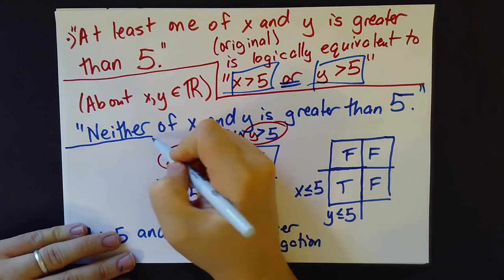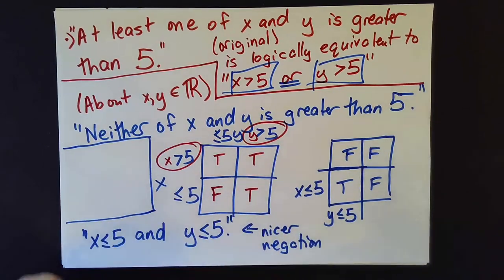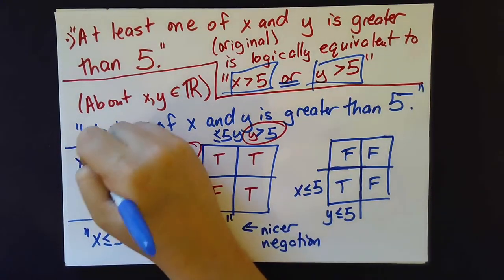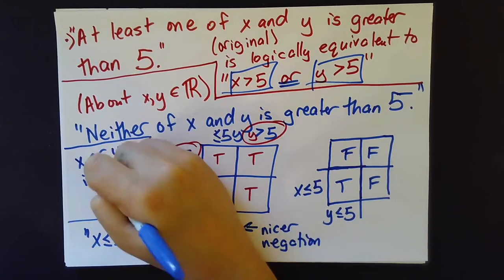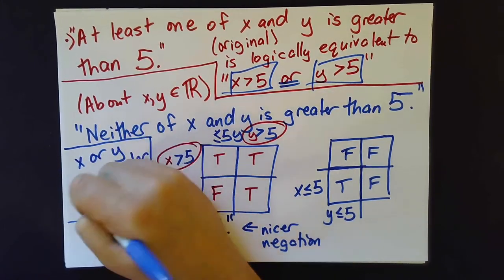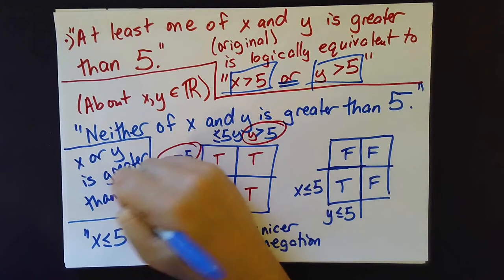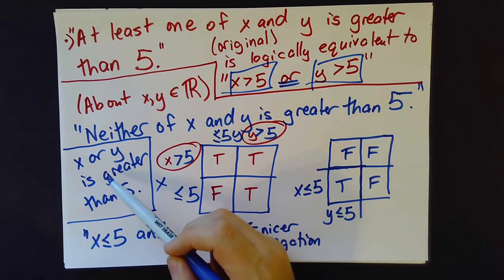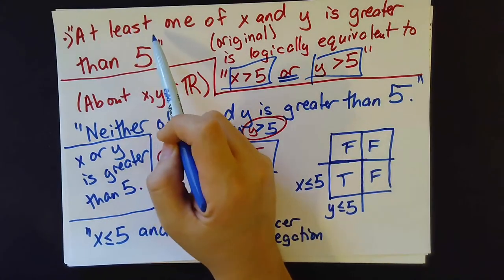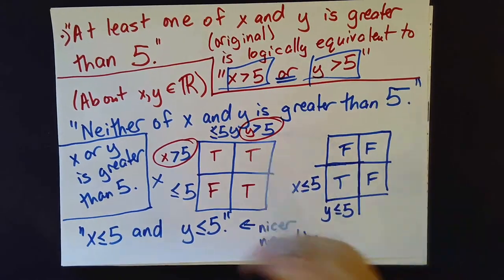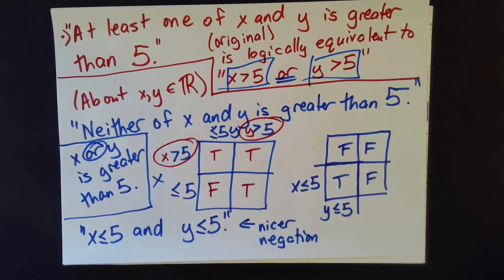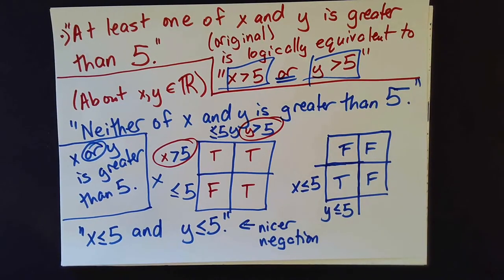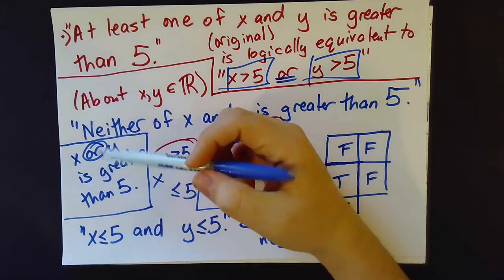If I went instead with something like this, this is another way of the many, many ways to say this original statement. But here, this or isn't a logical or. And so I have to think carefully about what exactly this is saying in order to negate it.